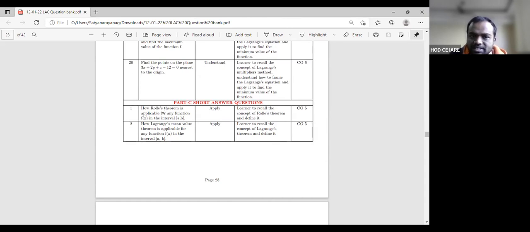How Rolle's theorem is applied for any function f of x in the interval a comma b. How can we apply Rolle's theorem? It means the function f of x is a continuous function in the closed interval a comma b, and it is differentiable in the open interval a comma b, and f of a is equal to f of b. So these are the conditions that must be satisfied. Then we can apply Rolle's theorem. Otherwise we cannot apply Rolle's theorem to any function.